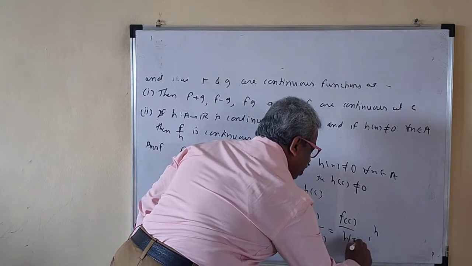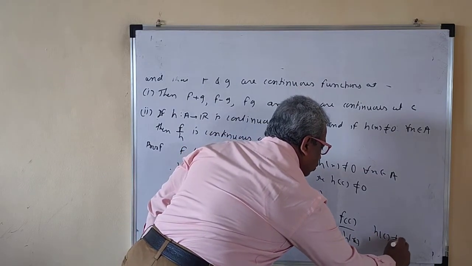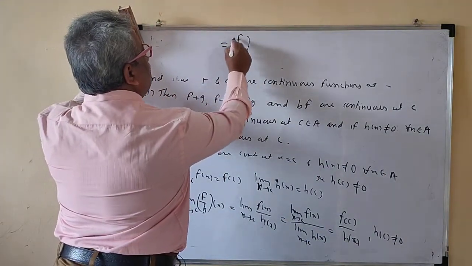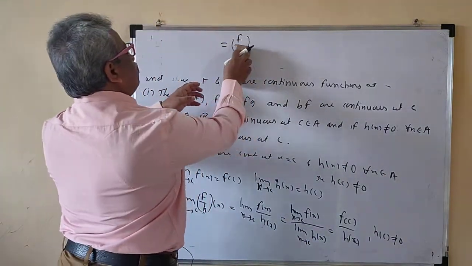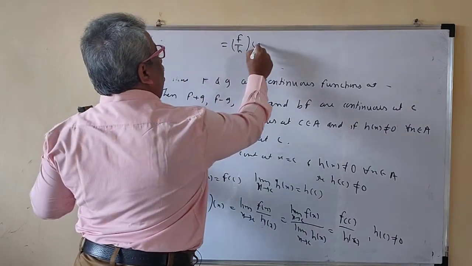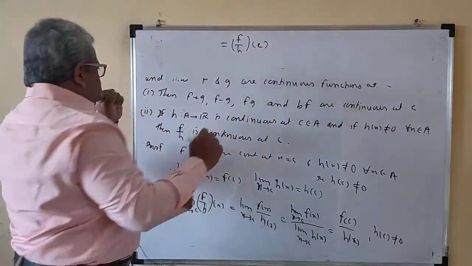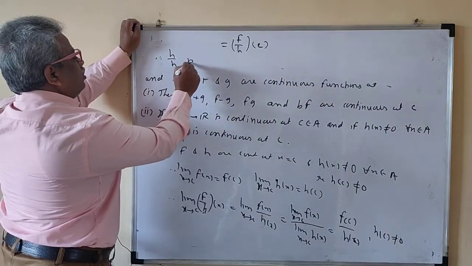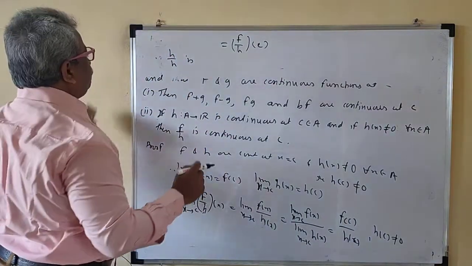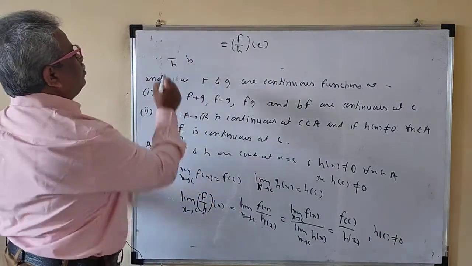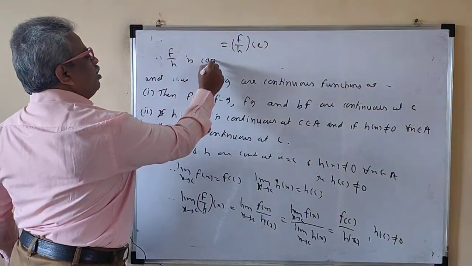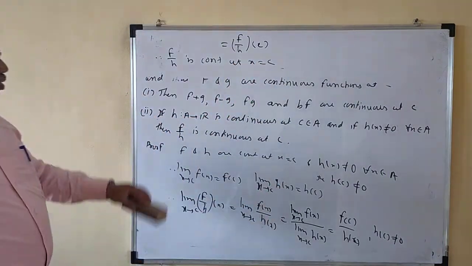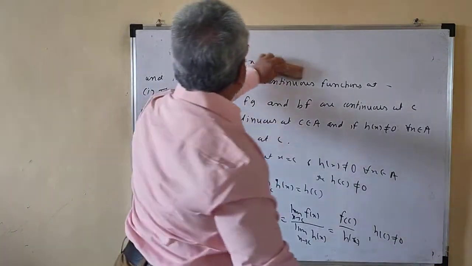Since h(c) is not equal to 0, this is equal to f upon h, not g, at c. So f upon h is continuous at x = c. Okay, so the theorem is over here.